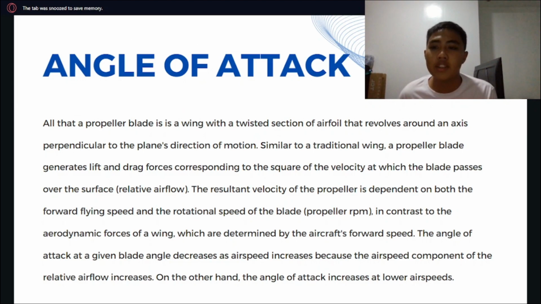So next is the angle of attack. A propeller blade is a wing with a twisting section of airfoil that revolves around the axis perpendicular to the plane's direction of motion. Similar to a traditional wing, a propeller blade generates lift and drag forces corresponding to the square of the velocity at which the blade passes over the surface.